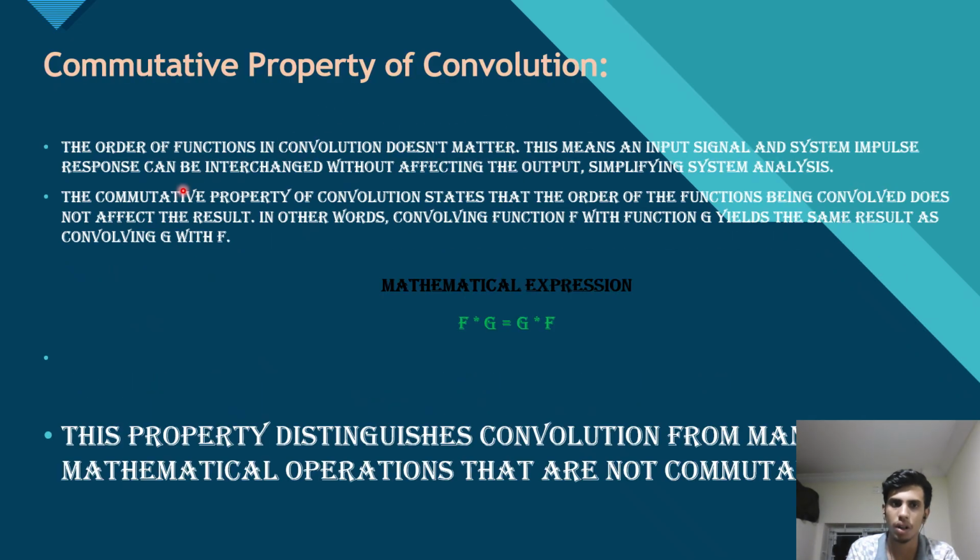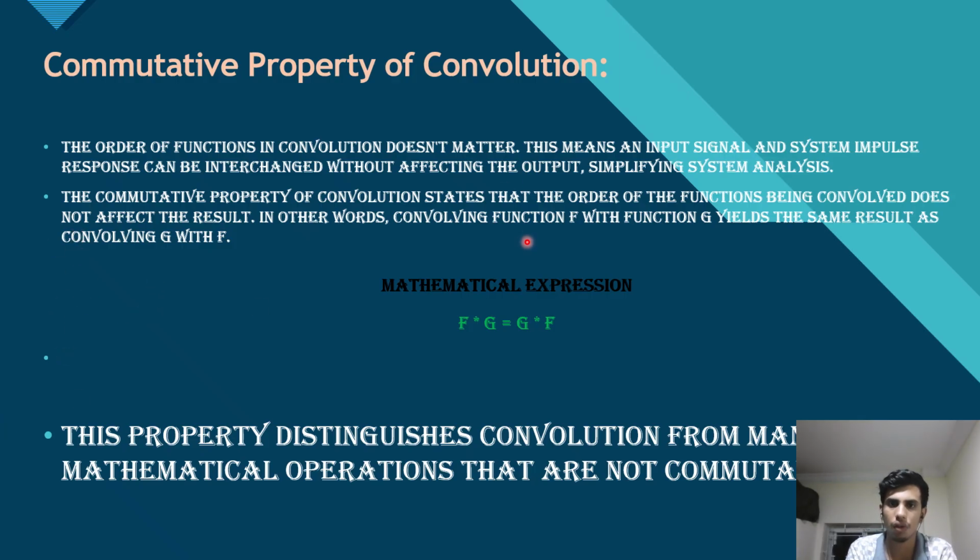Commutative property. What does the commutative property of convolution tell us? The order of functions in convolution doesn't matter. This means an input signal and a system impulse response can be interchanged without affecting the output, simplifying system analysis. The main thing the commutative property of convolution states is that the order of the functions being convolved does not affect the result.